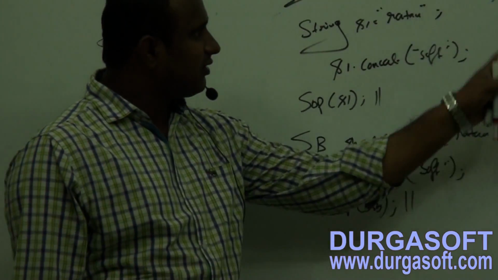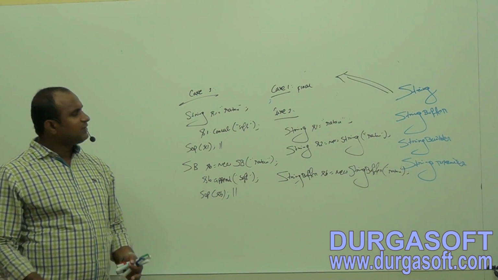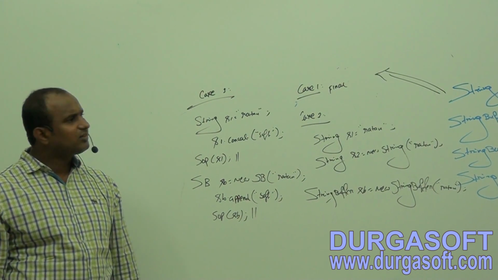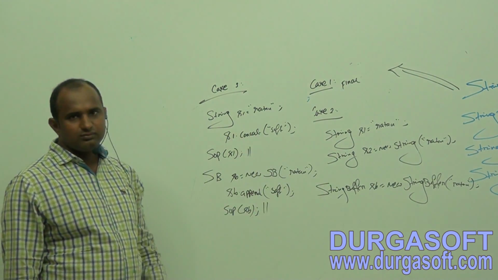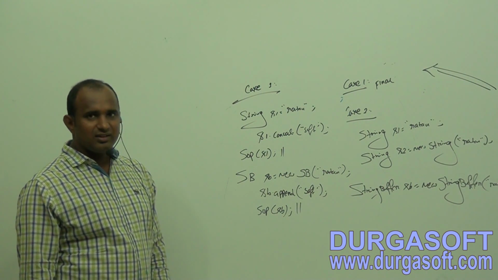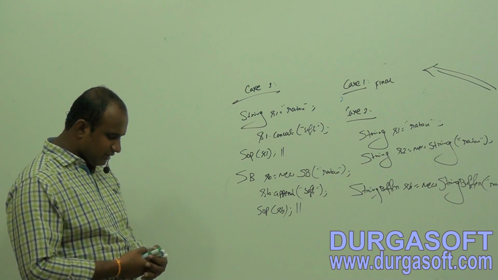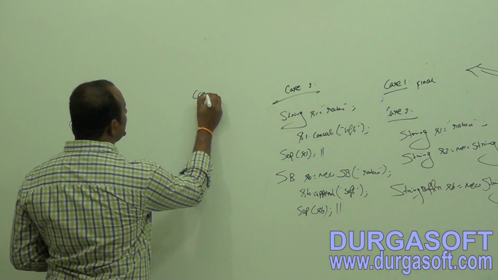How many cases have I completed here? 3 cases are completed. If anyone is asking for differences, these cases are enough. Total how many cases have I covered? 3 cases, and 3 more cases are there. So total 6 cases. Next is case number 4. So what is case number 4?